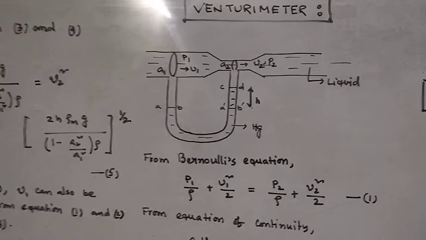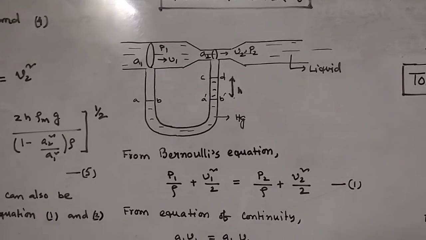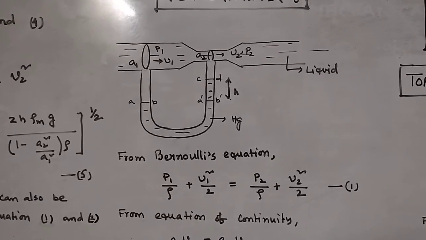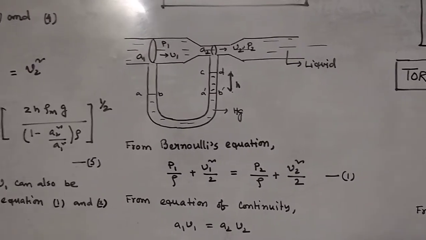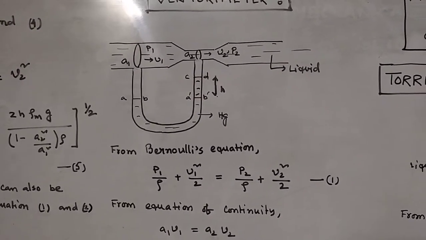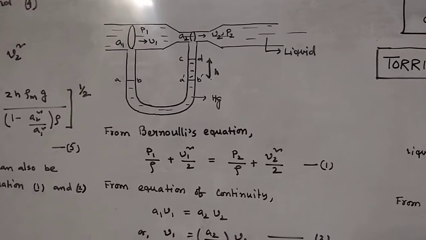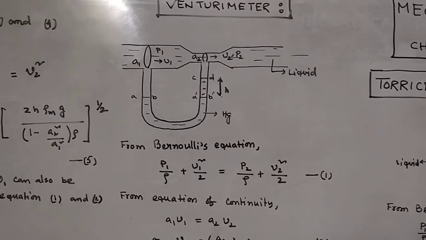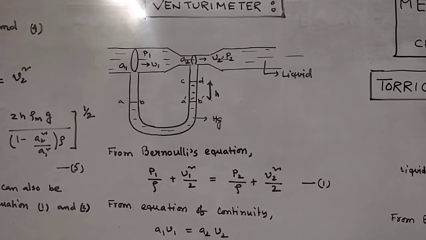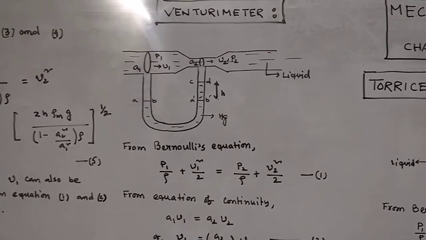So if it has a common center, it means you can neglect the potential energy, because whatever level you consider, the height remains the same in both cases. So those two terms go off. So here we have written two terms: one is the pressure energy, another one is the kinetic energy. So pressure energy P1 plus rho V1 square by 2 equals P2 plus rho V2 square by 2.